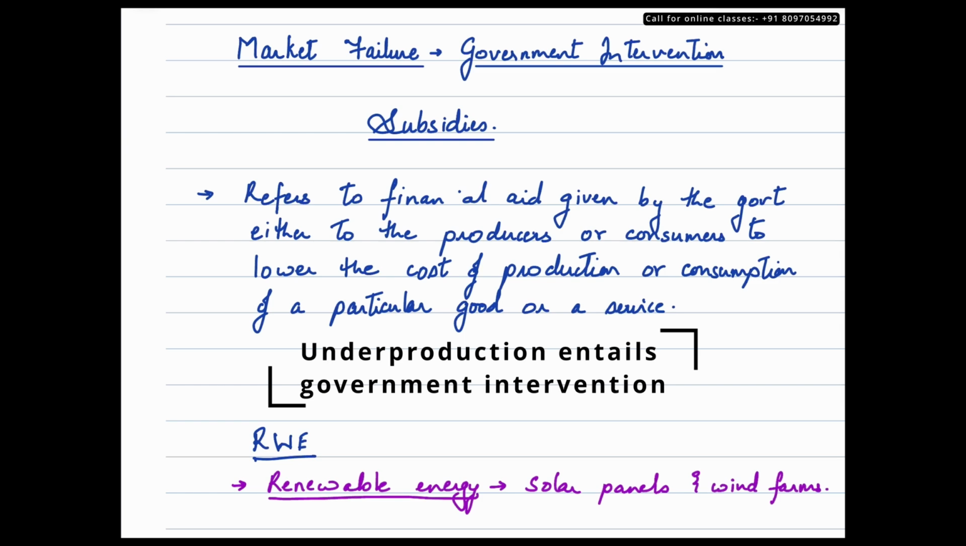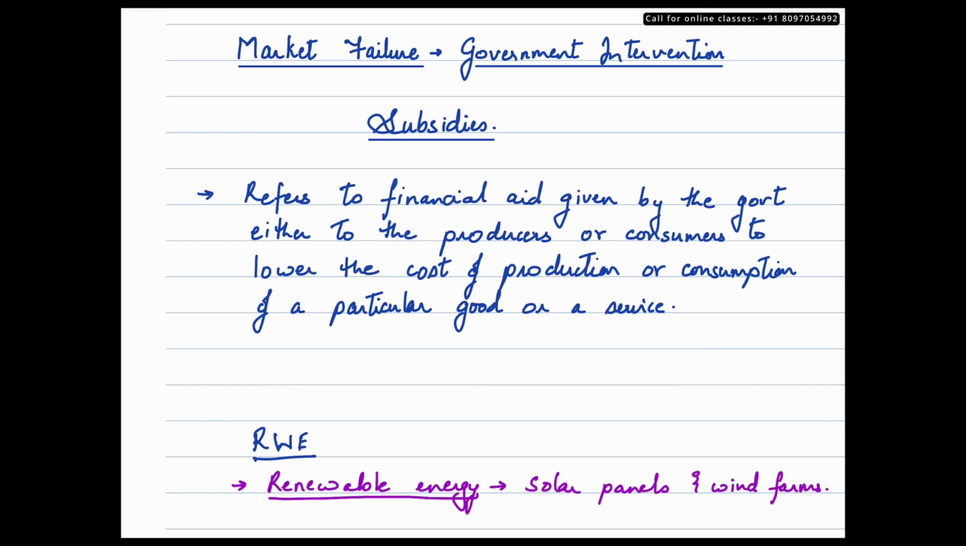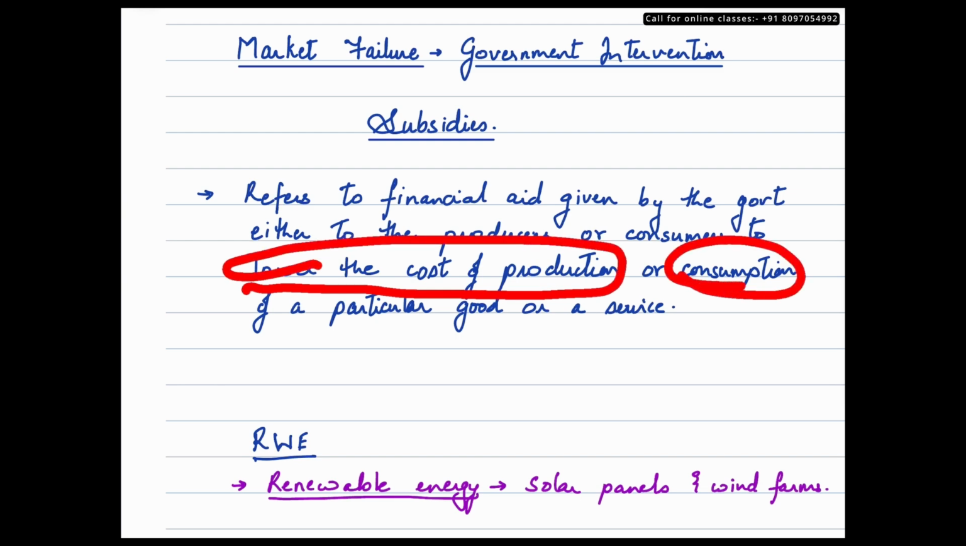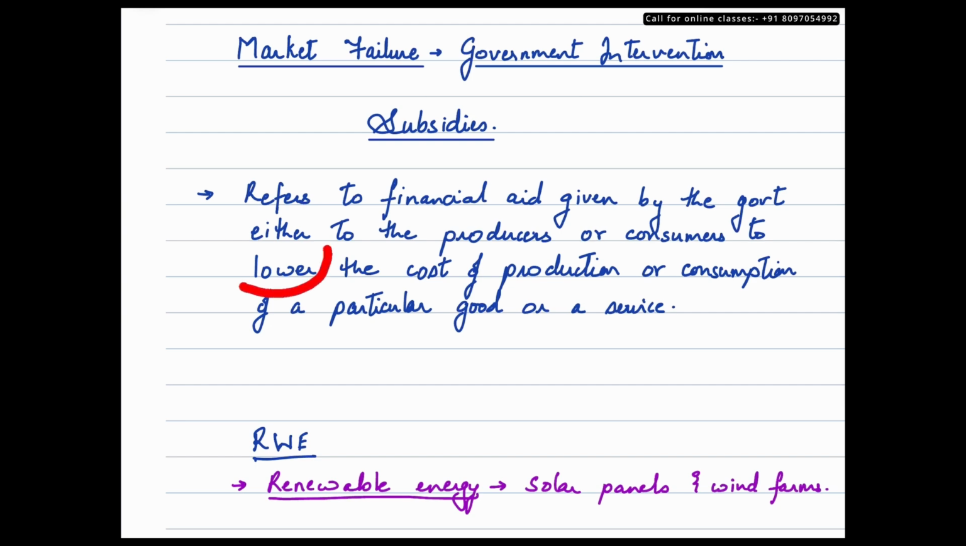So what exactly is a subsidy? So a subsidy refers to a financial aid which is given by the government either to the producers or consumers to lower the cost of production or consumption of a particular good and service. Now the key term over here is lower the cost. It's either the production cost or the consumption cost. Alright? Let me give you a few real world examples so that it becomes more concrete.